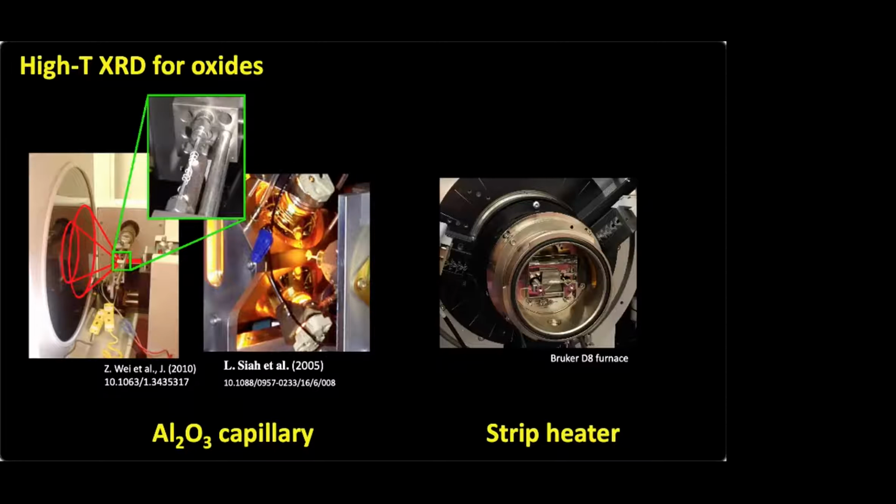So the classic method of high temperature diffraction is using a capillary heated either with resistive heating or with an image furnace. And these setups were available at the synchrotron. However, you cannot go above 2000 C due to the aluminum melting temperature. Now, the strip heater can be used to a higher temperature depending on the material.